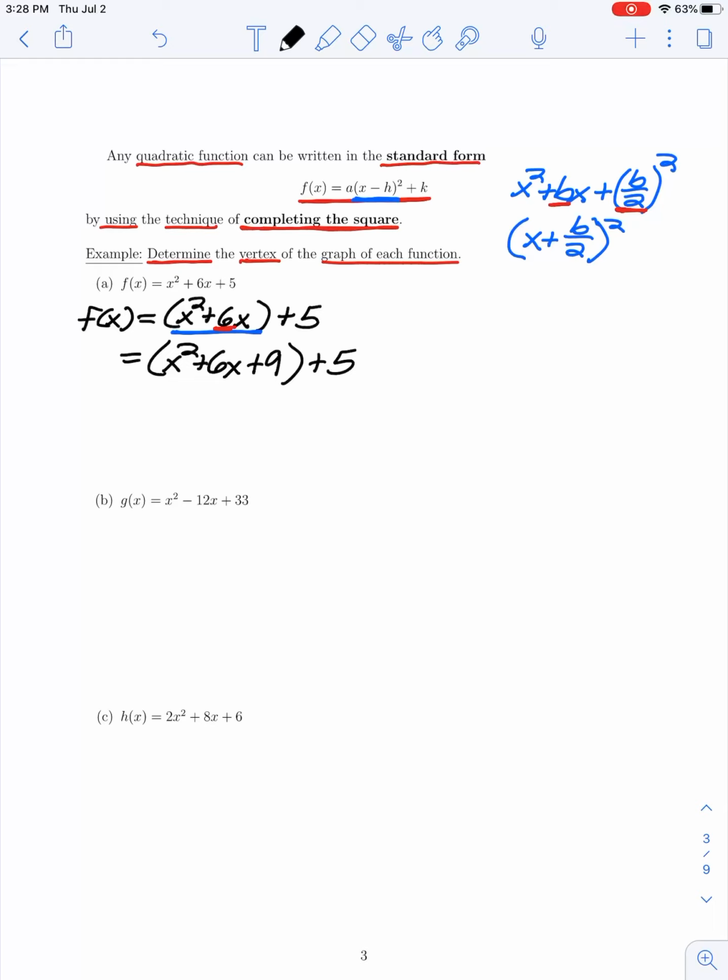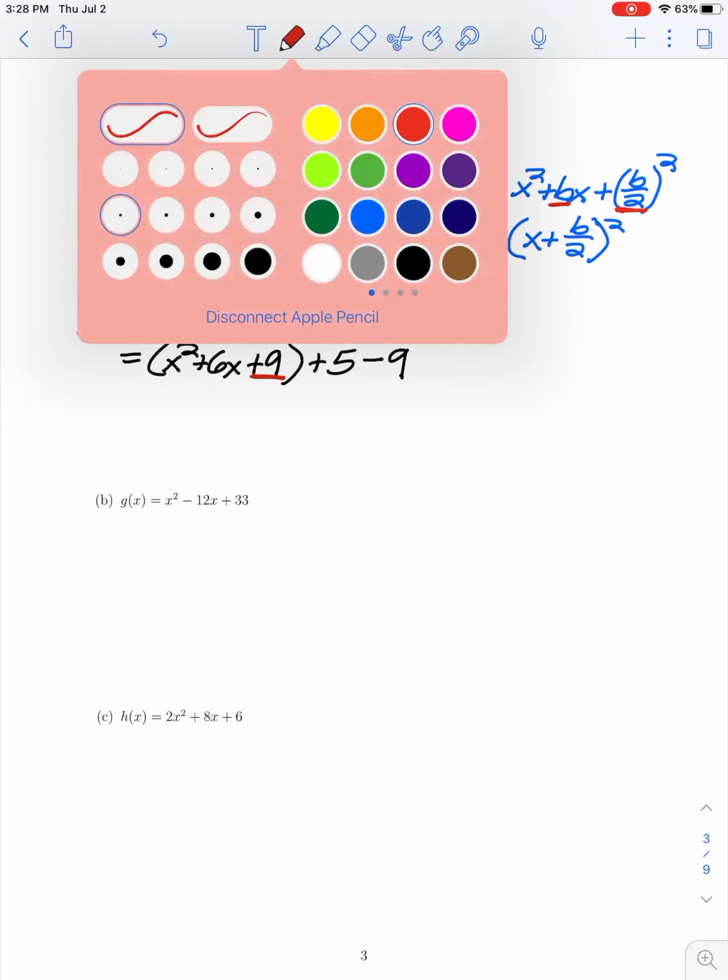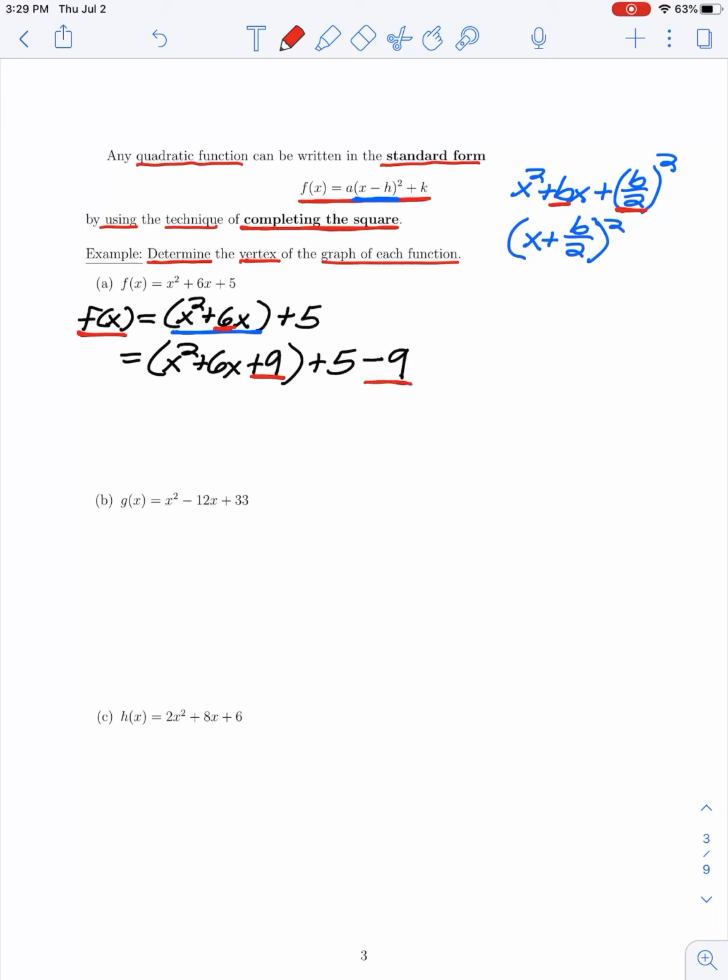But let's think about what we just did. I've added a constant 9 to my function. So in order to keep the value of the function the same as what we were given in the problem, if I added 9 to the value of the function, I must also subtract 9 from the constant term on the end, so that these plus minus 9 terms will cancel, and I'll have the same f of x that we had in the previous line. So any number that you add here, you must also subtract from the end.